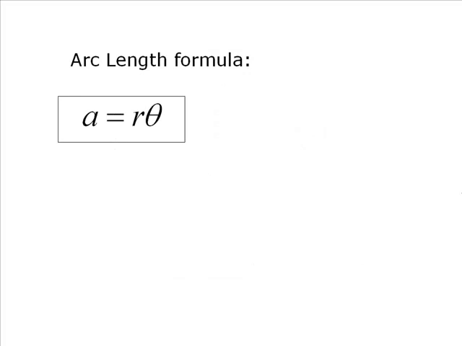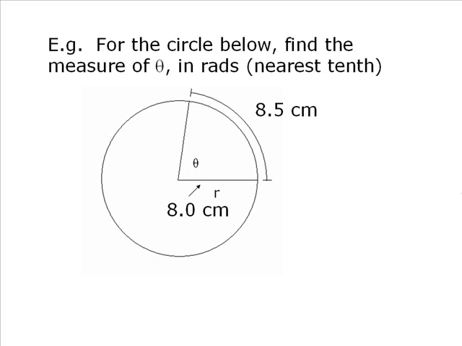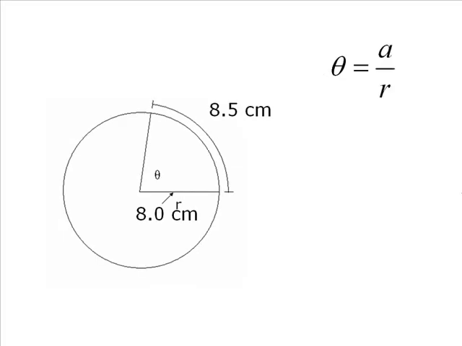What's on your mind probably is, how do we use this for any sort of question? Or where will it come up? Well, here's kind of a simple example. For this circle, we want to find the measure of theta in rads, given that we have a radius of 8 centimeters and an arc length of 8.5 centimeters. So you just go to the formula. 8.5 divided by 8.0, and if you round that to the nearest tenth, you'll get 1.1 rad.